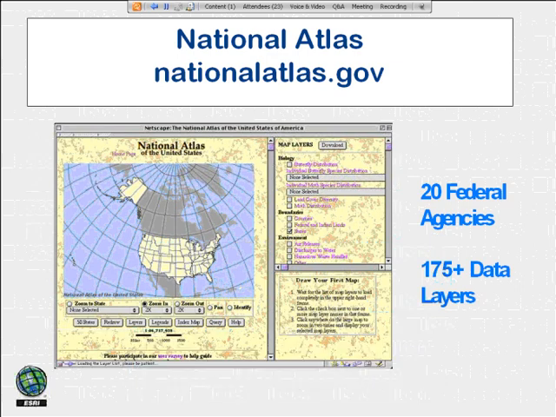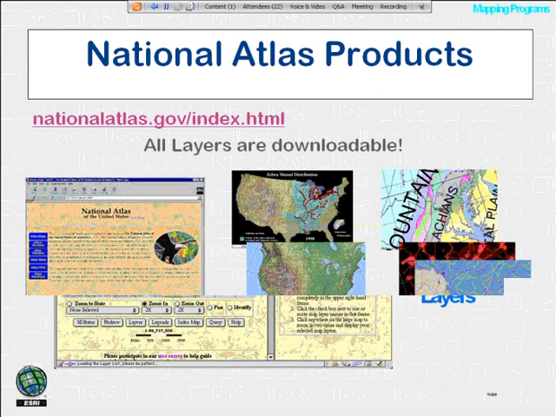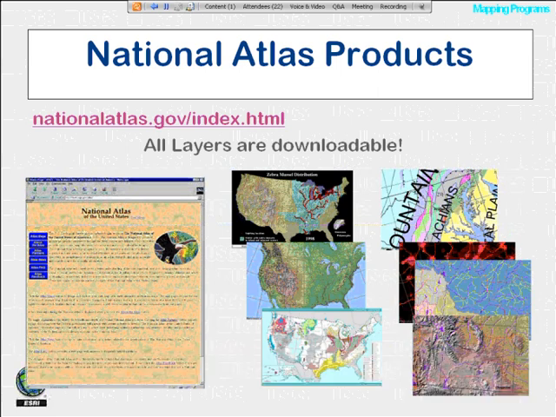Coming back to one of the main data portals, National Atlas. This is sort of a two-pronged resource. Number one, you can use the Map Maker resource on the National Atlas to make your own online map. So it's really a web-based GIS educational tool. But you can also download every single layer from the National Atlas into your local system. So you've got the best of both worlds.